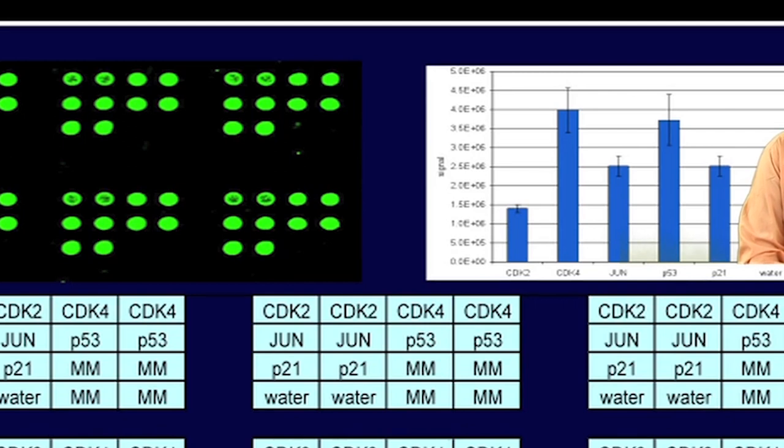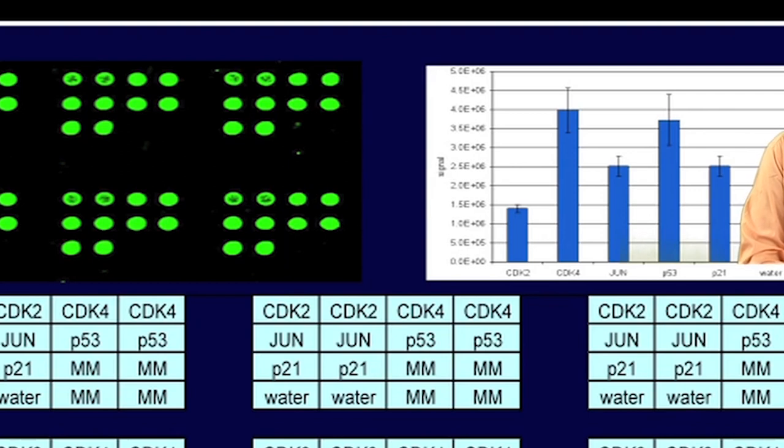In the bottom, you have a map where only 5 genes are printed: CDK4, CDK5, JUN, P53 and P21. Each one of those genes is printed in duplicates. Then you add the master mix and then water. This is a very simple proof of concept test array. These are only 5 features, 5 genes for which we have DNA.